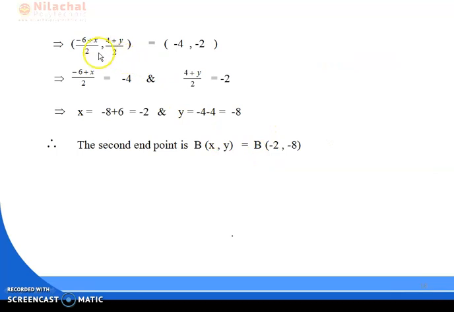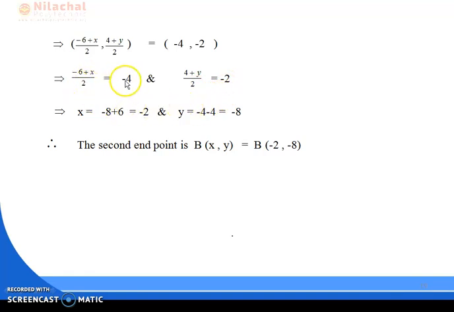So what do we get now? We put -6 in place of x1. We don't know x2, y2, so (x, y) is it. So in place of x2 we put x, and here in place of y1 is 4, in place of y2 is y. So what do we get now? (-6 + x)/2 equals -4, and (4 + y)/2 equals -2.